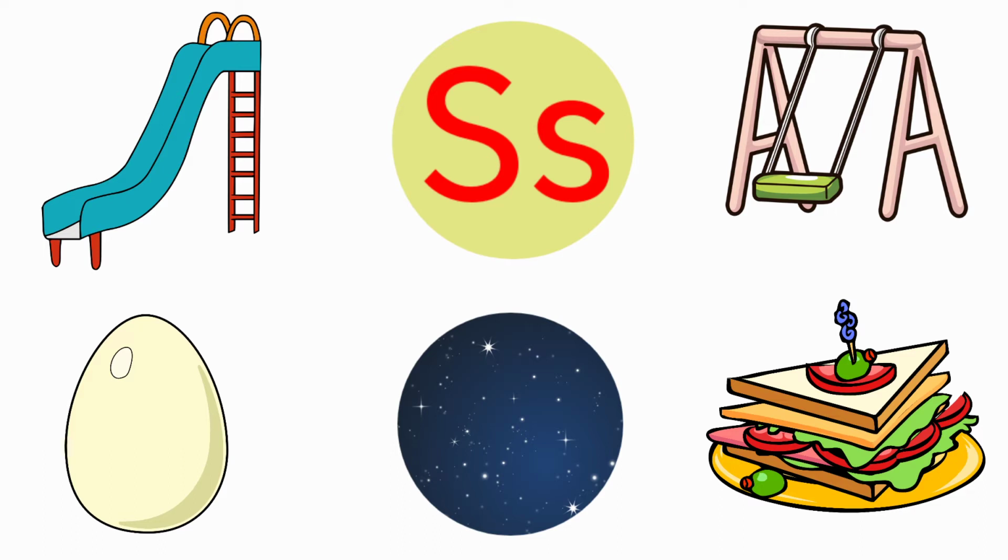From these pictures, we are going to draw a line from the letter S to the picture that begins with the sound of the letter S. Let's see the first one. It is a slide. Slide. The beginning sound of the picture slide is S.